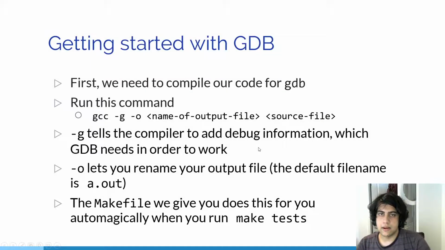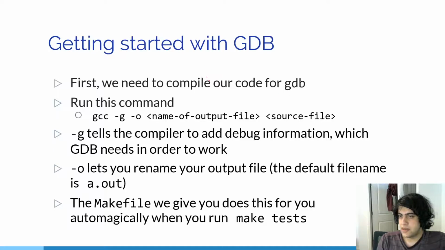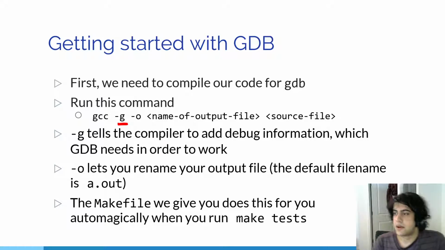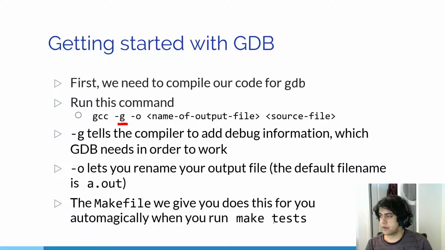To get started with GDB, the first thing you need to do is compile your code with debug flags. That's what this -g here does. It just inserts some extra information into the executable that GCC generates that GDB will use to help you debug. So this is basically your command. The -g is going to make GDB work, and then you have your normal -o to set the name of the output file, and then you pass in the source file. Any of the makefiles we give you for the intro C homework and the dynamic memory homework will automatically do that for you when you run make tests.